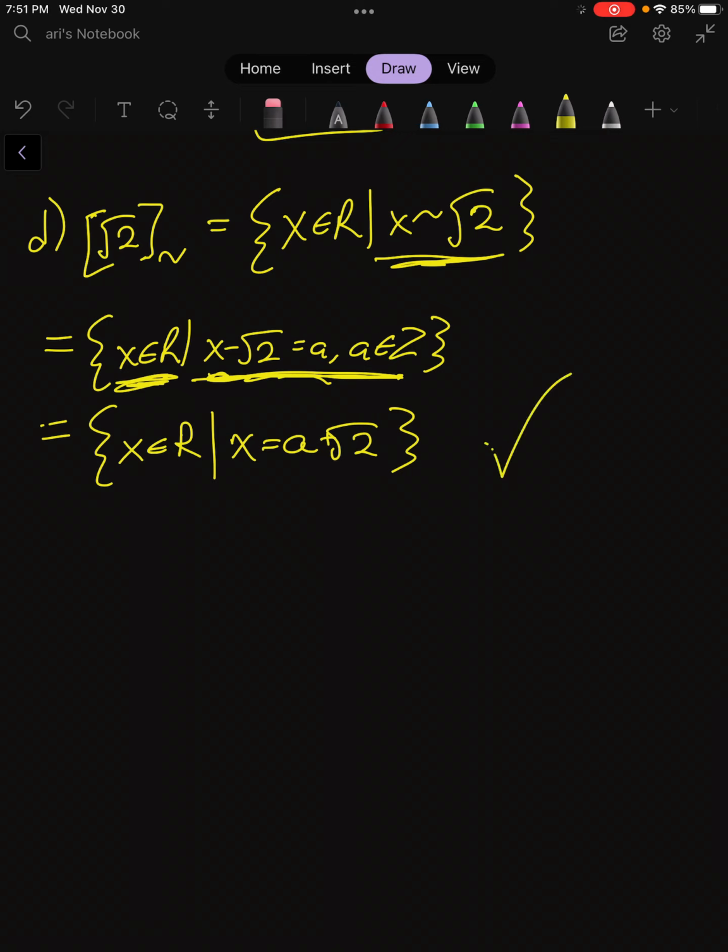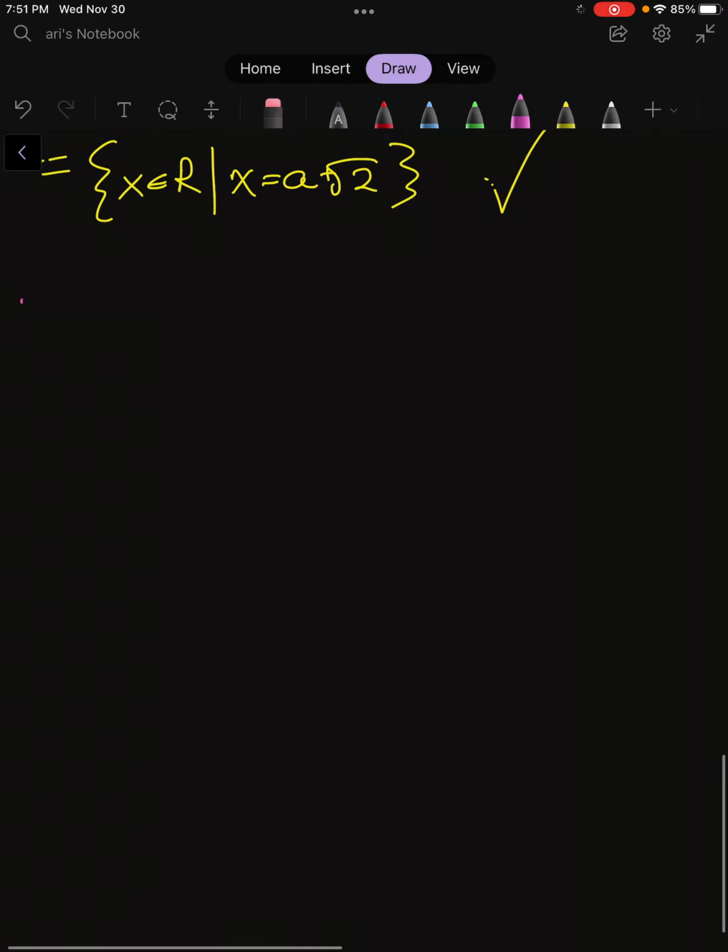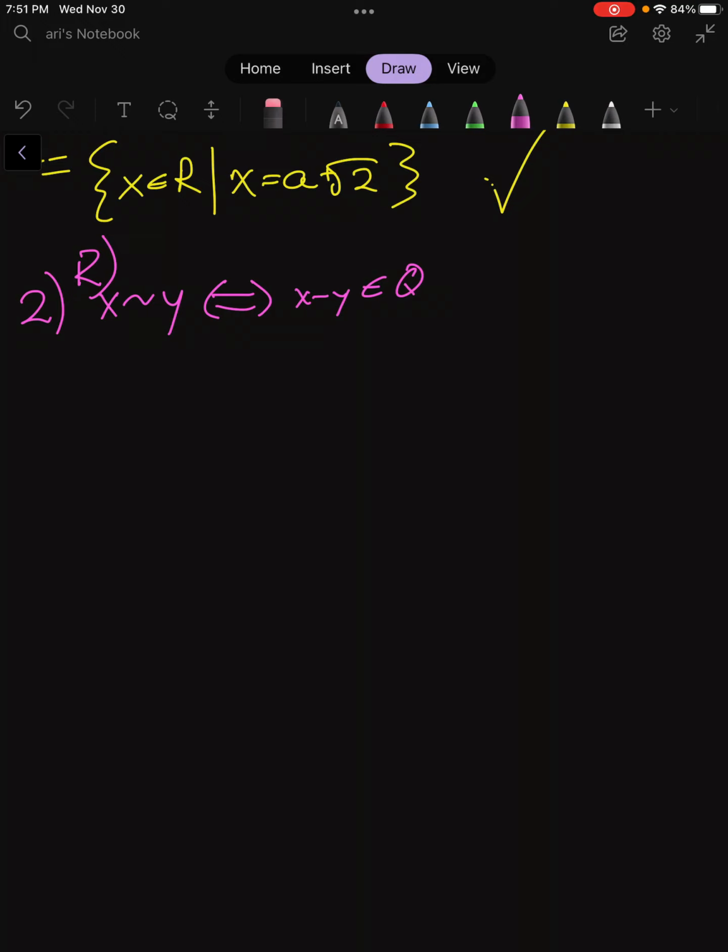Bam. All right. Now we are on to question numero dos. Define a relation on R given by x tilde y, and I'll just put an R up here so that we know that that's the universe we're dealing with, if and only if x minus y is rational. Show that tilde is an equivalence relation.